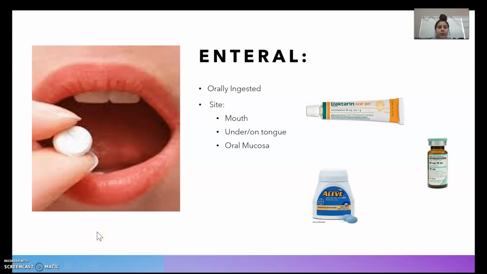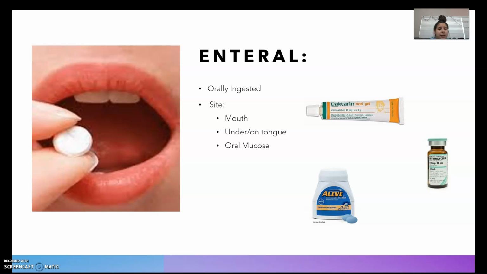So enteral is basically any kind of drug that is orally ingested. That can be through the mouth, under or on the tongue, and oral mucosa. Anything through the mouth would most commonly be NSAIDs or Aleve, which is a pill. These are anti-inflammatory type medications.